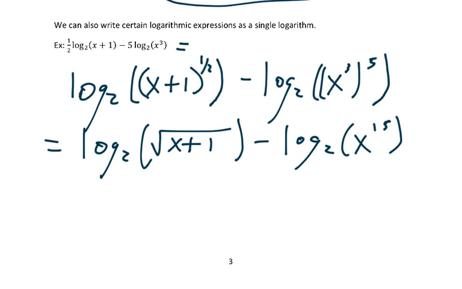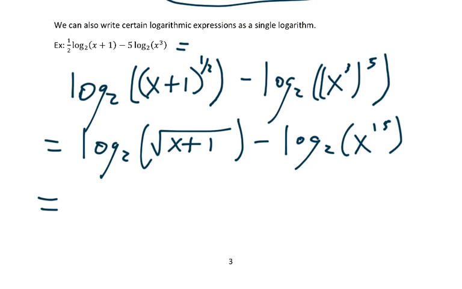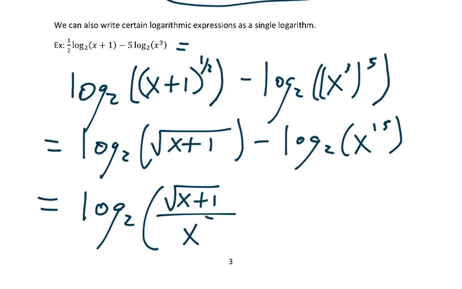Now, just like we saw a minute ago, subtraction, we can actually get to division. If we went back, we have this property we can use again: the log of a quotient is the difference of logs. So using this property, this difference becomes log base 2 of the square root of x plus 1 over x to the 15th, like so.